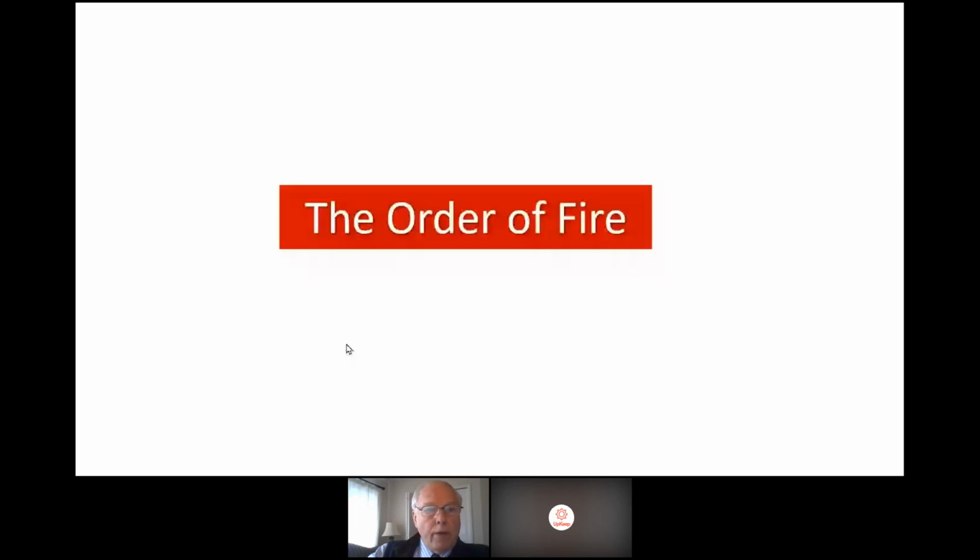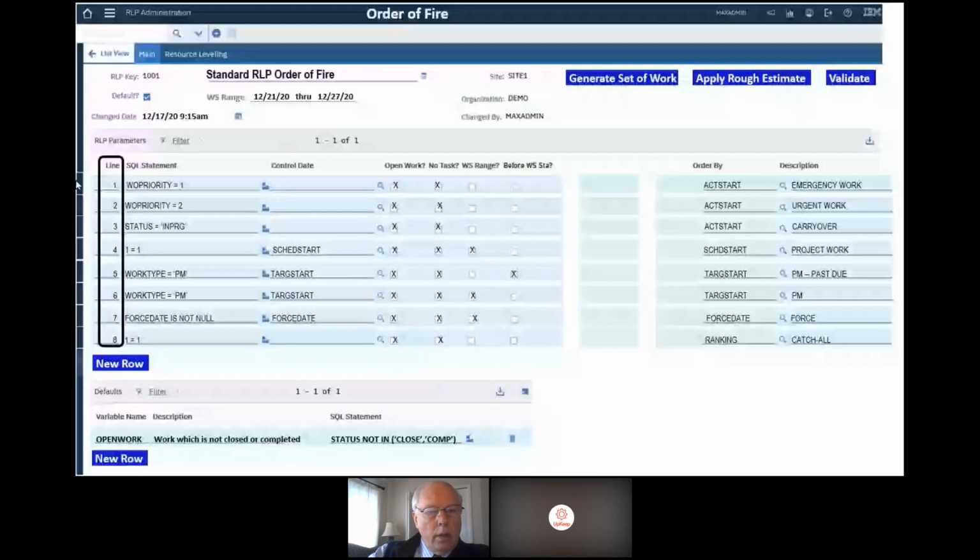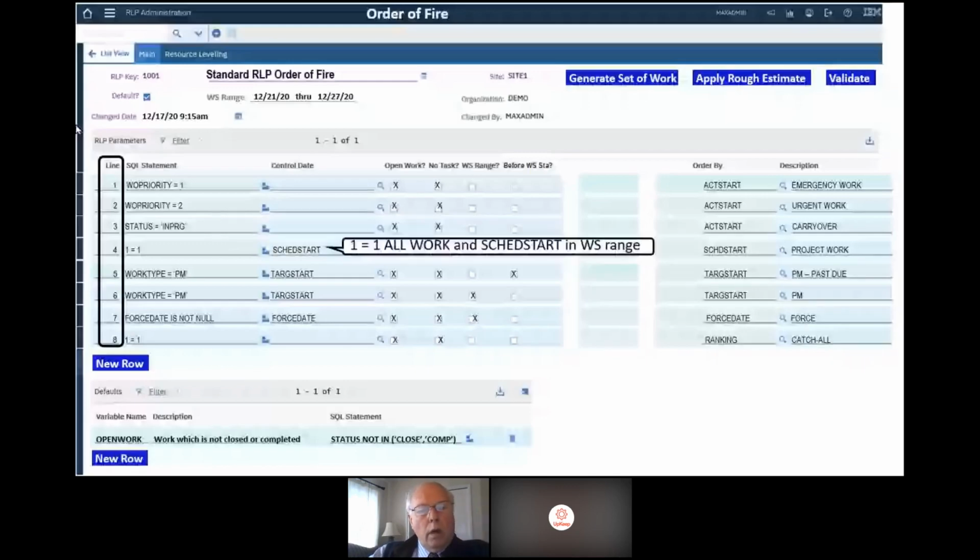All right, so this is the order of fire screen. It would be a brand new application, and it determines the order of fire. The first line is work order priority equal 1, emergency work. Work order priority equals 2, urgent work. Status in progress means it's carryover work. If you start a job this last week, it's best practice not to interrupt it, and so on and so forth. Then we have a scheduled start date that's inside the weekly schedule range.